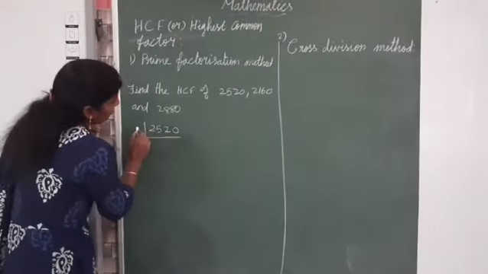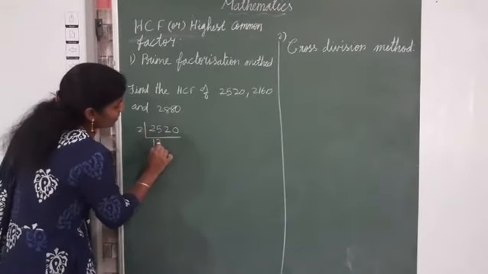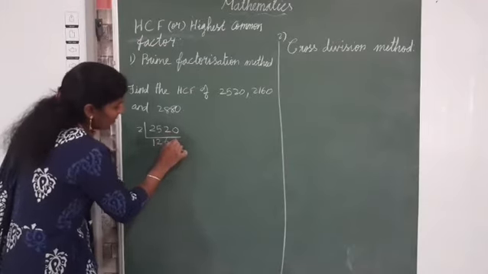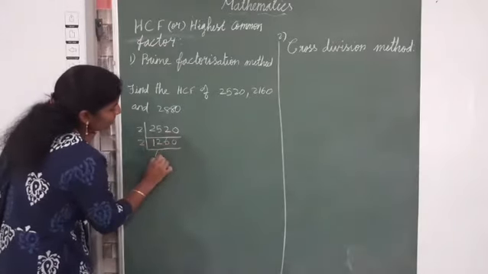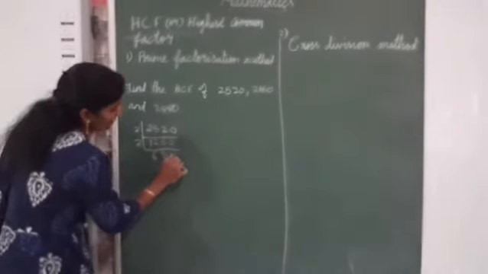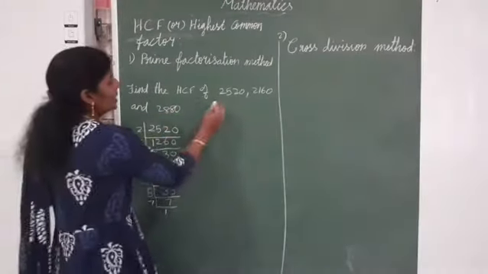Now here, 2 table: 1 2 is 2, 2 2 are 4, 6 2 are 12, 0. Again 2 table, 6 2 are 12, 3 2 are 6, 0. Again 2 table, 3 2 are 6, 1 2 is 2, 5 2 are 10. Now we take the 3 table: 1 3 is 3, 5 3 are 15. Again 3 table, 3 3 are 9, 5 3 are 15. Then 5 table, 7 5 are 35. Okay.